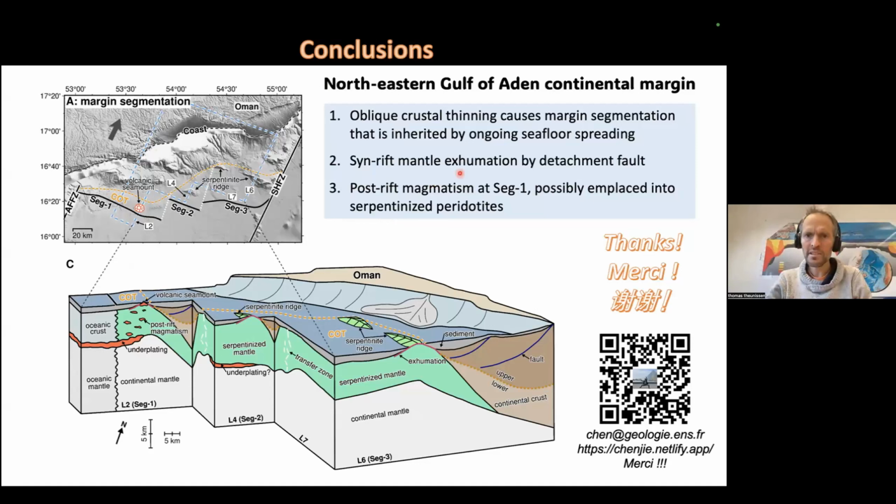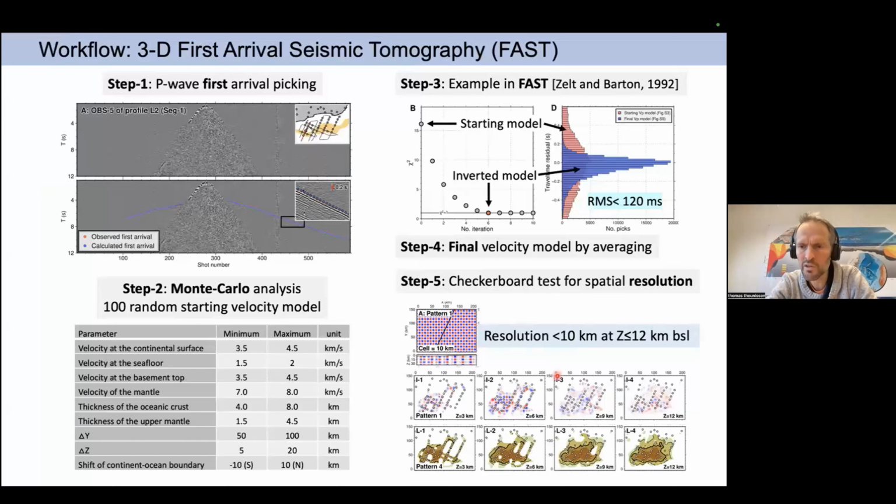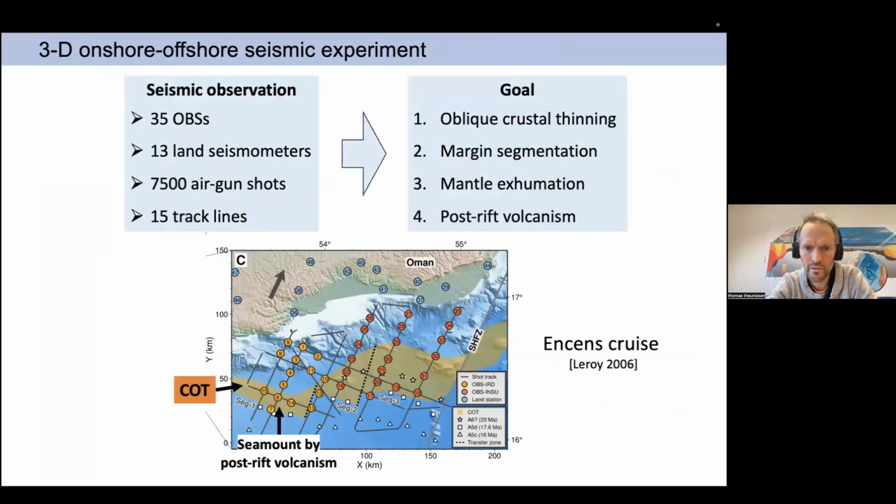I was asking about the resolution of your system. What is the distance between each receiver on average? Oh, it's about 10 kilometers. You mean the distance between the OBS?